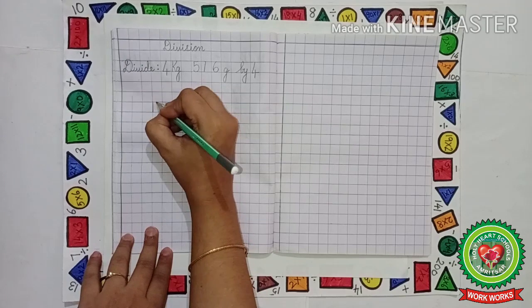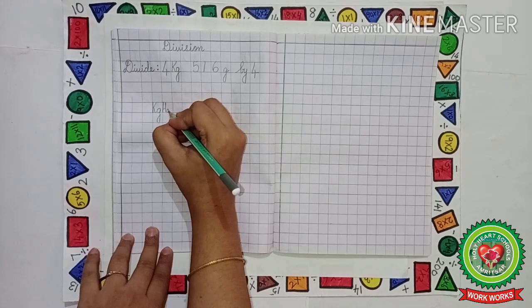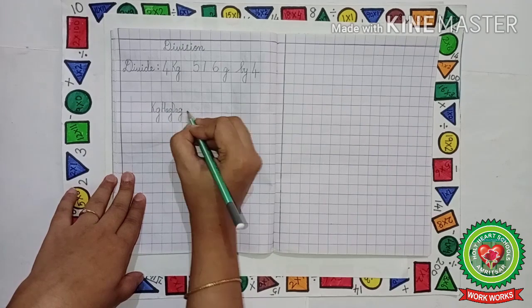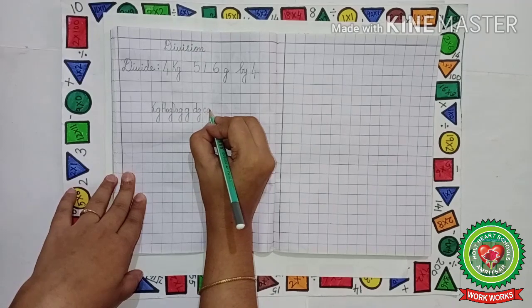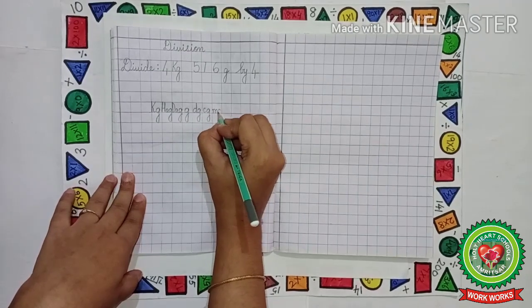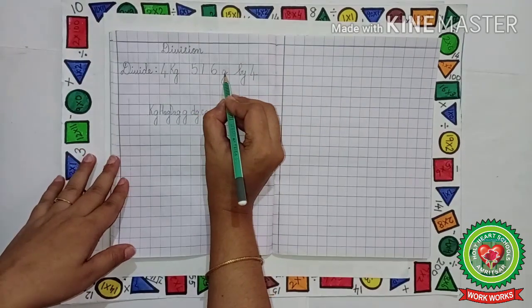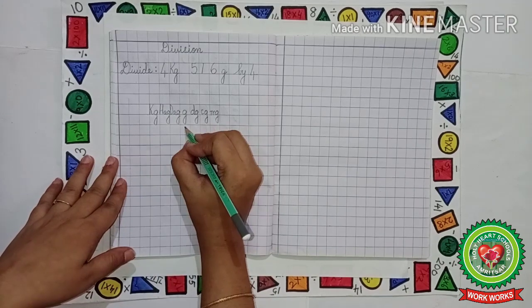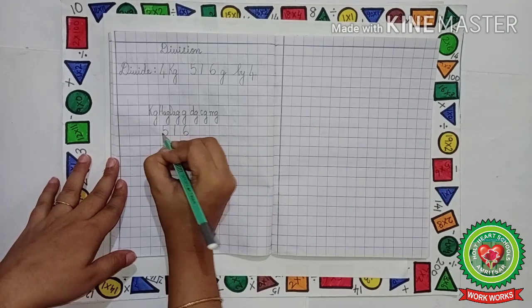So first unit is kilogram, then hectagram, decagram, gram, decigram, centigram, and then milligram. Now kids, let us first arrange the numbers. It is written 516 gram. That means we will start writing from the grams place but backwards. So 6, 1, 5, 4.